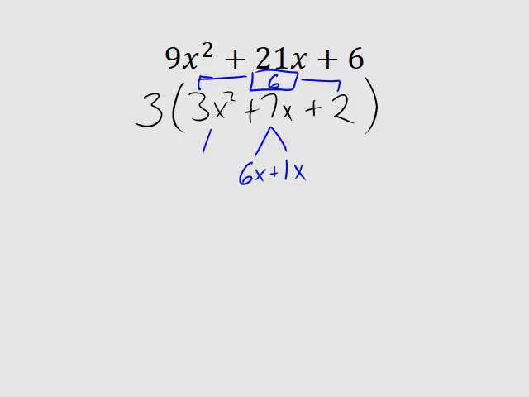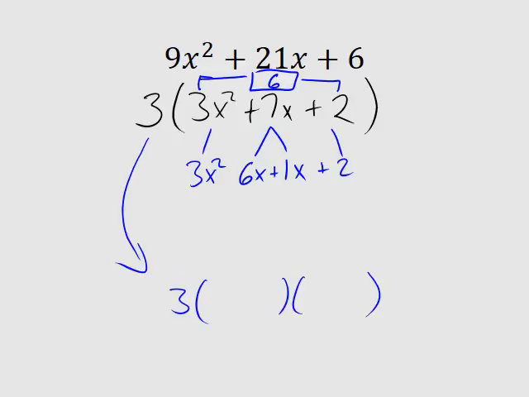I'm going to bring down my 3x squared. I'm going to bring down my plus 2. This 3, I'm done with, really. It's just going to carry down into my answer. Okay, so I'm just going to leave that there. And so now I'm ready to factor by grouping.